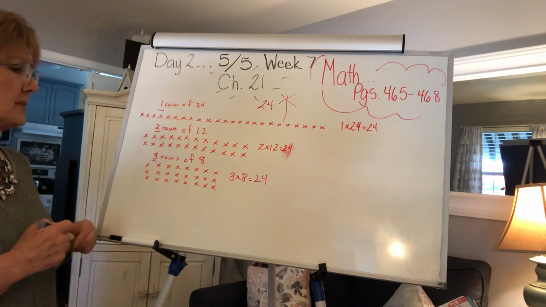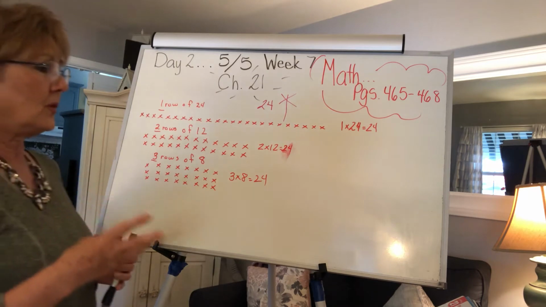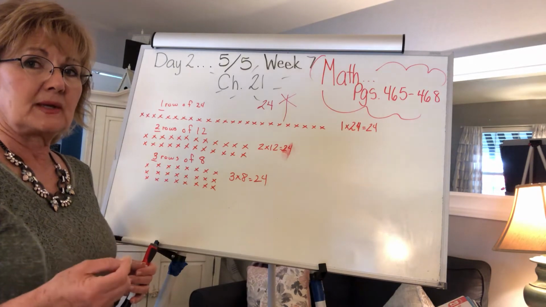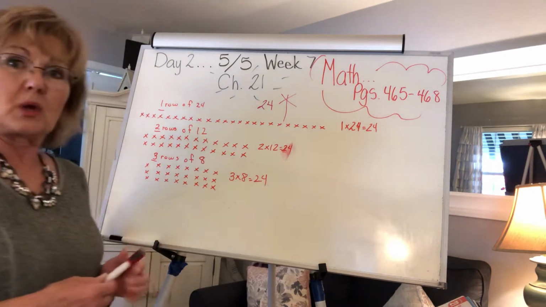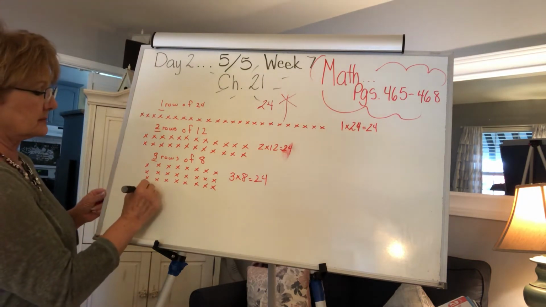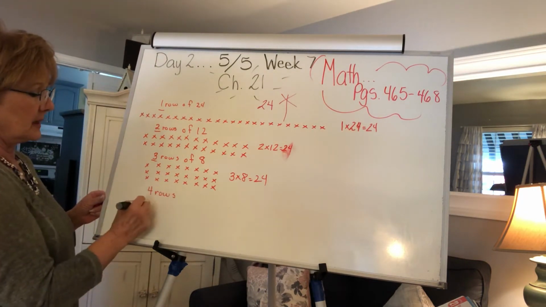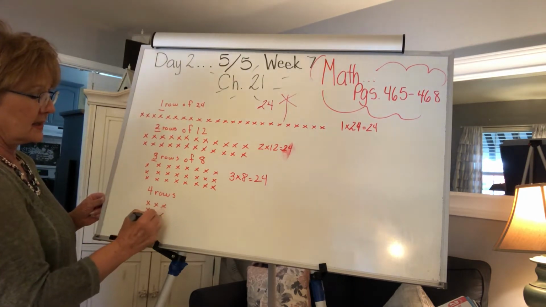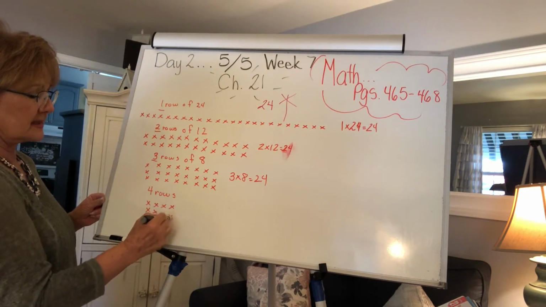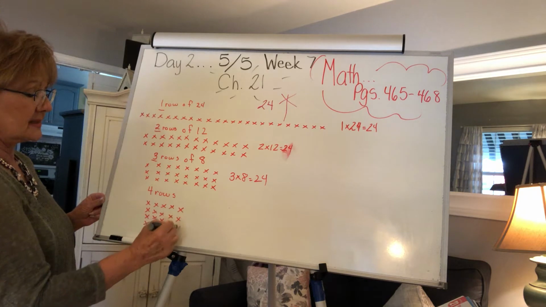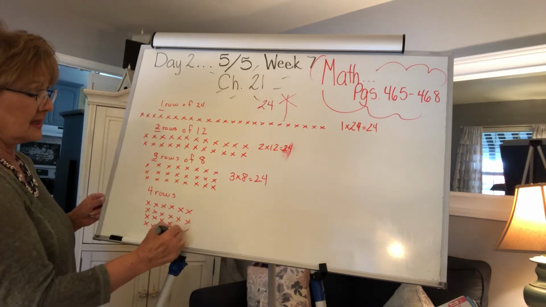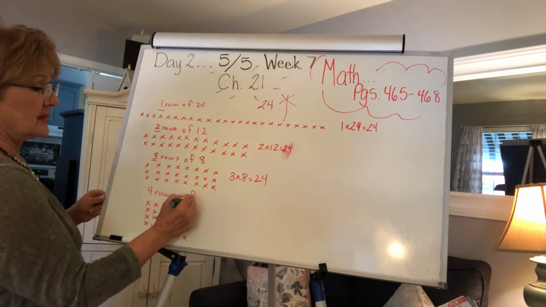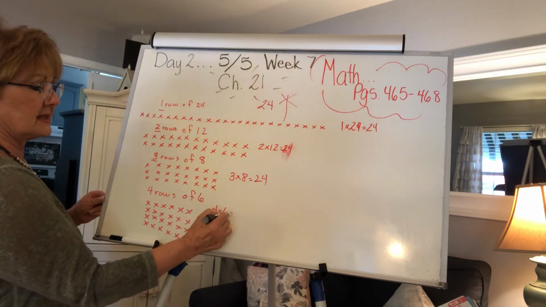How about if we counted by 4s, would we get to 24? 4, 8, 12, 16, 20, 24. Well, that works. Let's try 4 rows. So there's 4 rows. 4, 8, 12, 16, 20, 24. That equals 24. 4 rows of 6. So that would be 4 times 6.